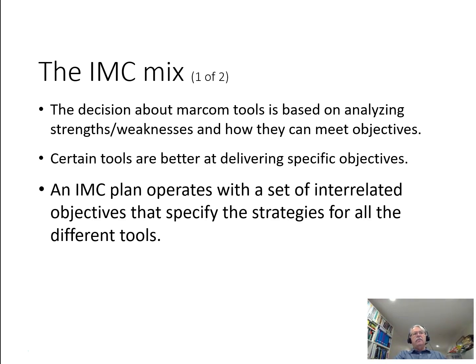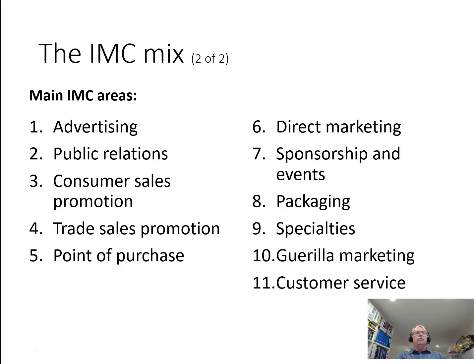So remember, an IMC plan operates with a set of interrelated objectives that specify the strategies for all the different tools. And the main strategies cover advertising, public relations, consumer sales, trade sales, promotions, point of service, direct marketing, sponsorships, packaging, specialties, guerrilla marketing, and customer service. And all of these can be used to more or less varying extent depending on what your overall objectives are for your campaign.